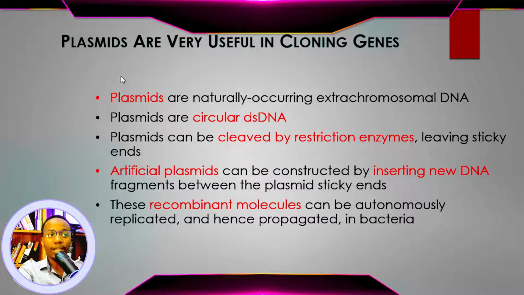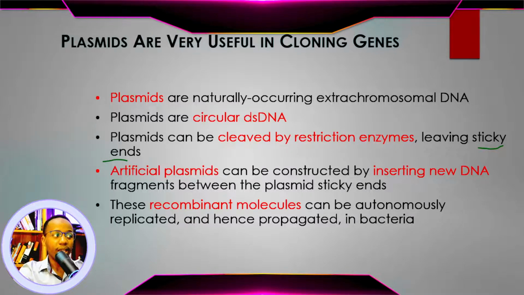E. coli has a plasmid. Now, bacteria DNA is very interesting in that instead of being a double helix, it's just a circular double stranded DNA that we call plasmids. And these plasmids can be cleaved by restriction enzymes. Right? And when you cleave by restriction enzymes, leaving these sticky ends, you can bring in a gene and put it in the insert. Right? And that's what we call recombinant genes or recombinant molecules.